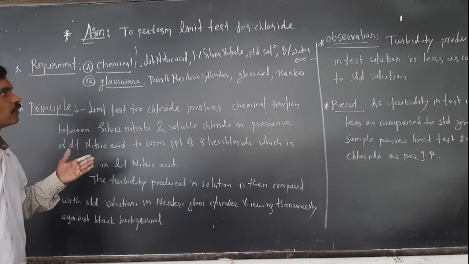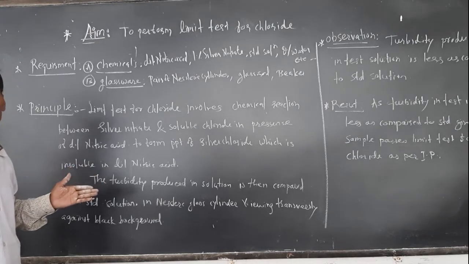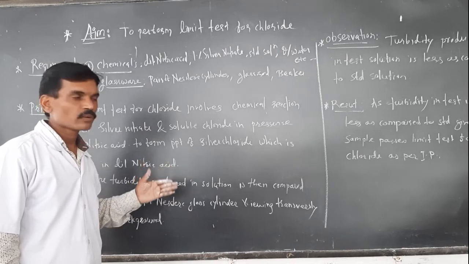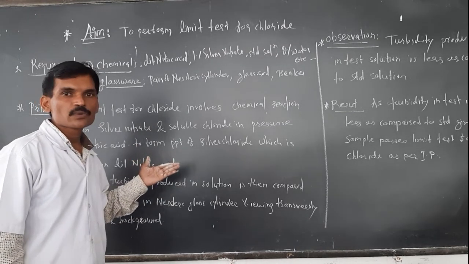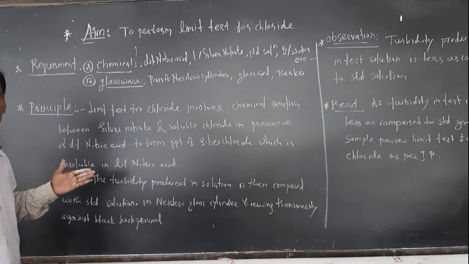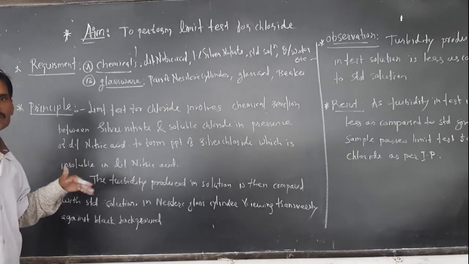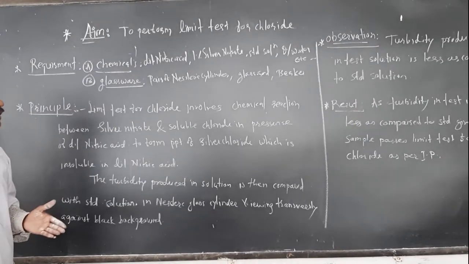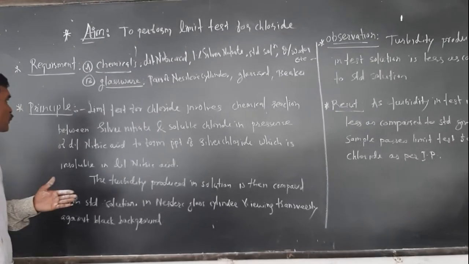This limit test mainly depends upon the comparison between the test sample and standard sample, where either turbidity is produced or color intensity is developed. So in the limit test for chloride, a turbidity or white opalescence is produced, and we have to compare our test sample with that of the standard. So this is our principle.